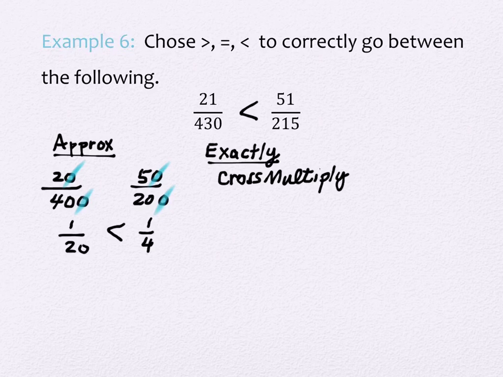So if we cross multiply this, we'd have 21 over 430, and we'd have 51 over 215. And the question is what goes between them, right? So what 2 numbers would I multiply?